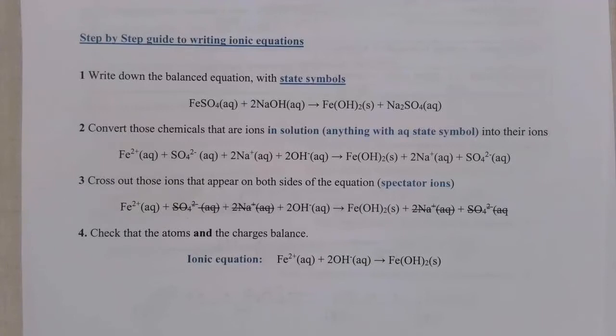It's not taking part. The same with the sodium ions. Now what I do is I rewrite my equation, but just using the ions which are taking part in the reaction. And that is the iron ions and the hydroxide ions. So that is the overall ionic equation for any soluble iron 2 compound reacting with any soluble hydroxide.